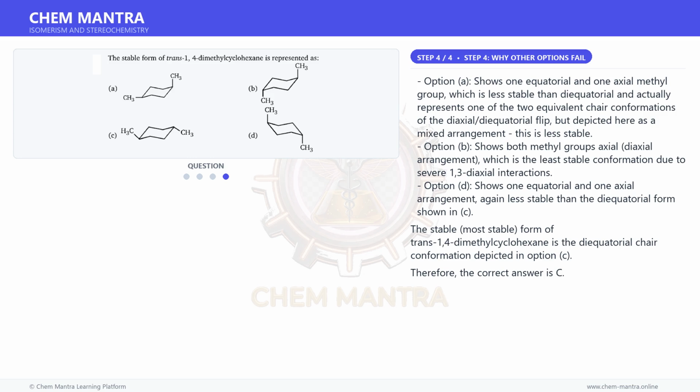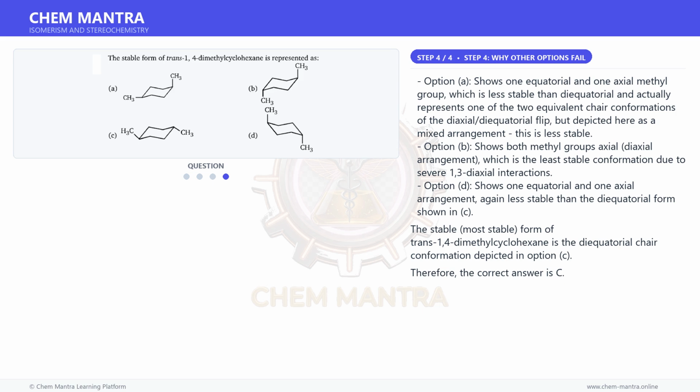And for the final step. Option A shows one equatorial and one axial methyl group, which is less stable than diequatorial and actually represents one of the two equivalent chair conformations of the diaxial diequatorial flip, but depicted here as a mixed arrangement. This is less stable.